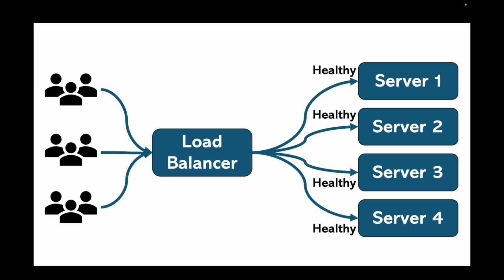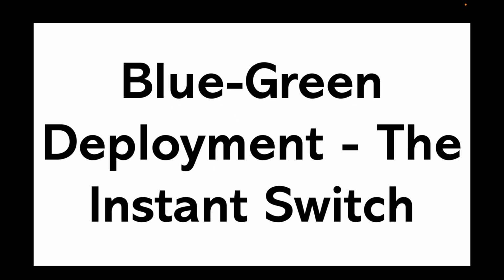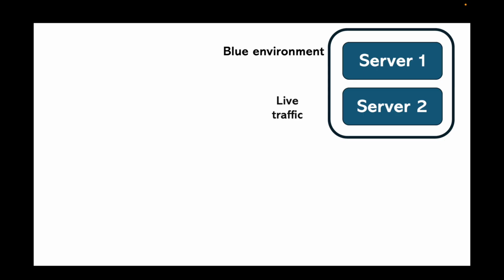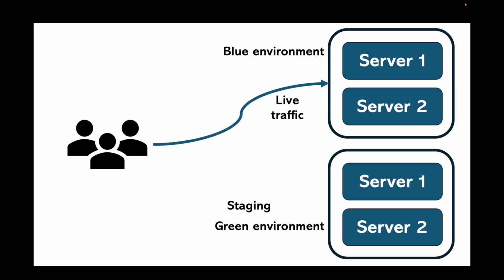So, if you need a cleaner, faster, and safer switch, we build a parallel universe. This is your blue green deployment. So, under this, we will build two identical full scale environments. Like here, if you see, we have the blue environment and then we have the green environment. Now, here, let's say the blue environment is currently the live environment, and this is serving traffic from all of your users. So, all of your users are hitting this environment to access the application.